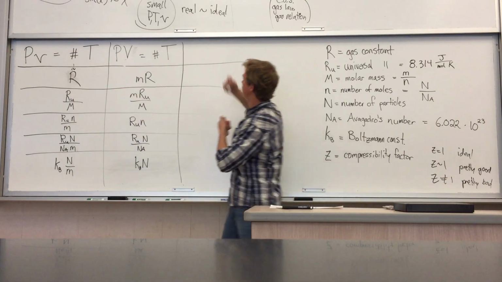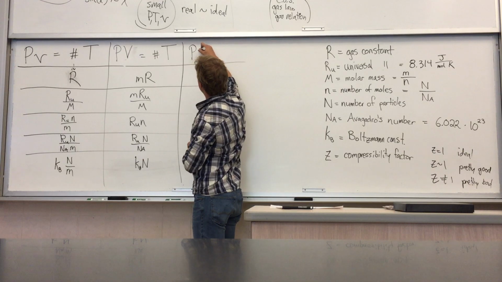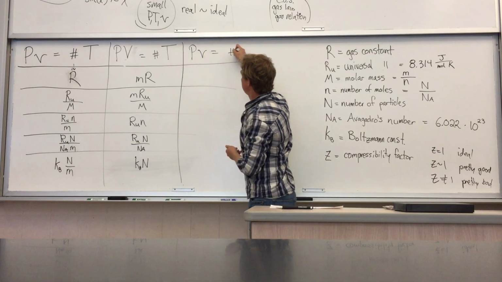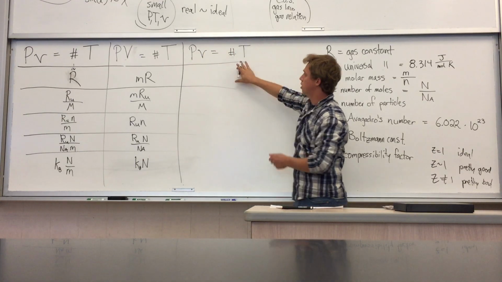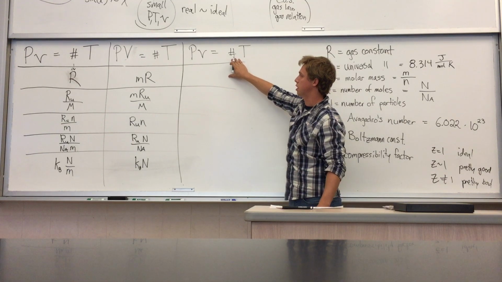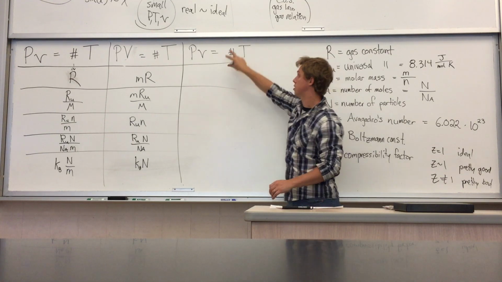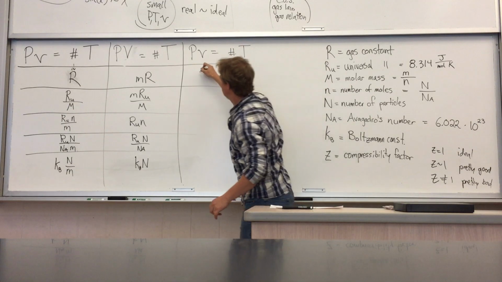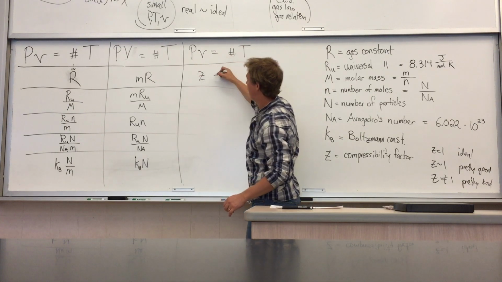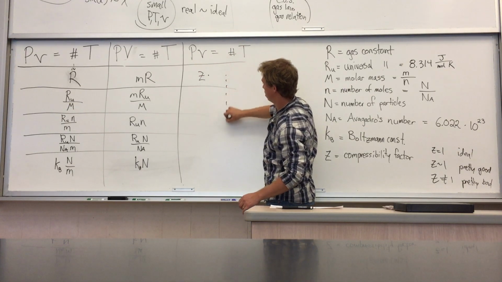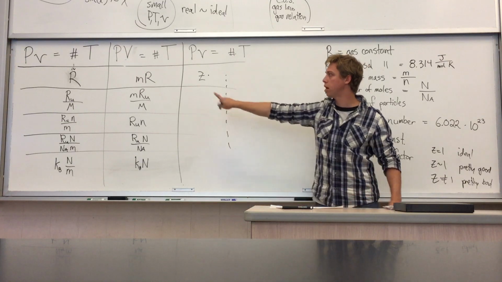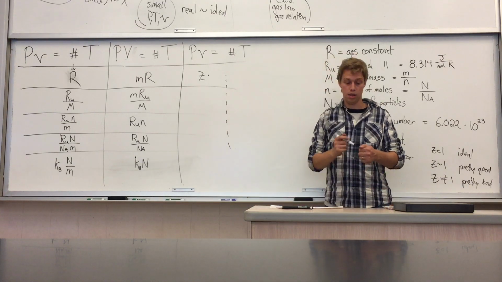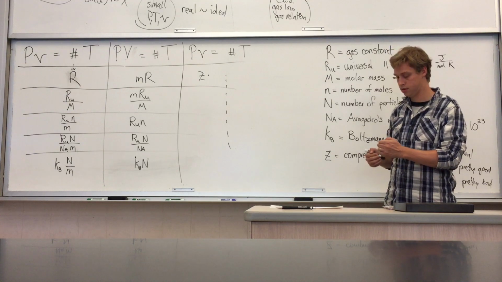But we could do PV equals some number times T, and we could absorb the Z into this constant. We could stick a Z there. So that means that we have Z times all of this. So we can write all this again with Z, the compressibility factor, in front.